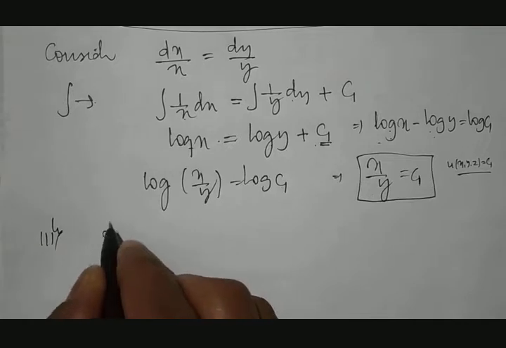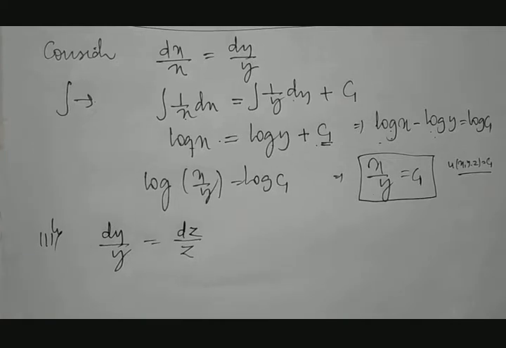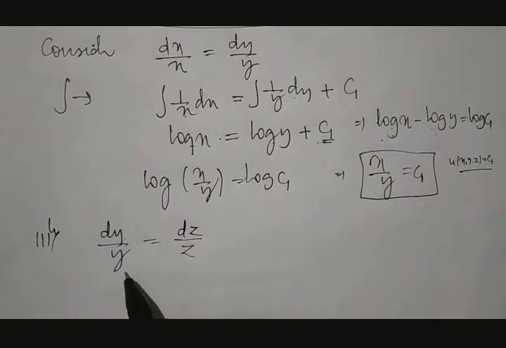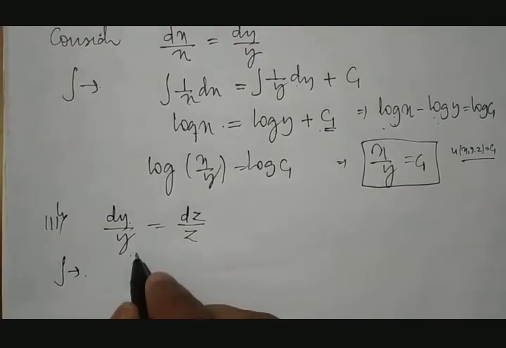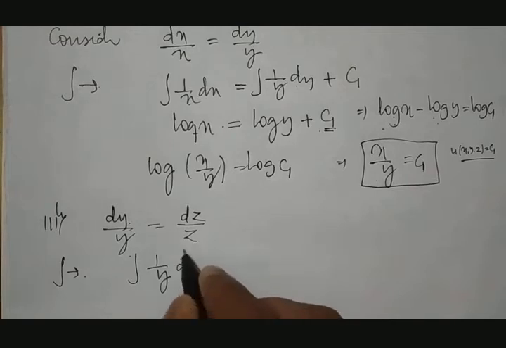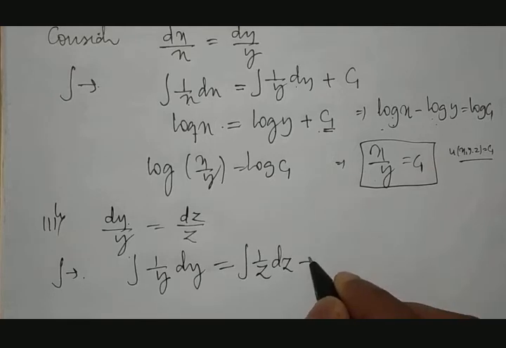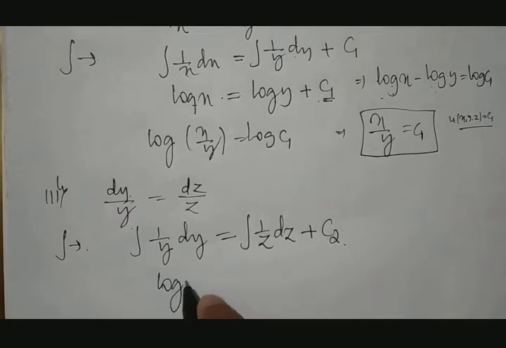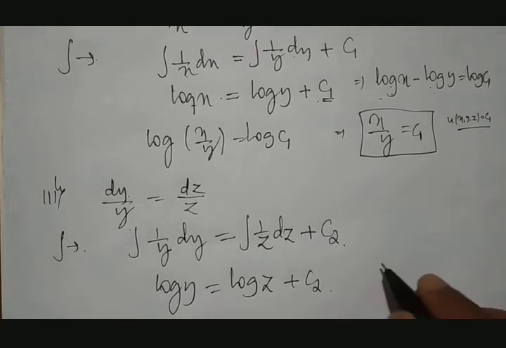Let us take dy by y is equal to dz by z. If you take this relation, again you can see the variables are already separated. All y in one group, all z in the other group. So apply integration on both sides. On integrating, it becomes integration of 1 divided by y with respect to y is equal to integration of 1 by z with respect to z plus the second constant, that is c2. Therefore, this is nothing but log y is equal to log z plus c2.